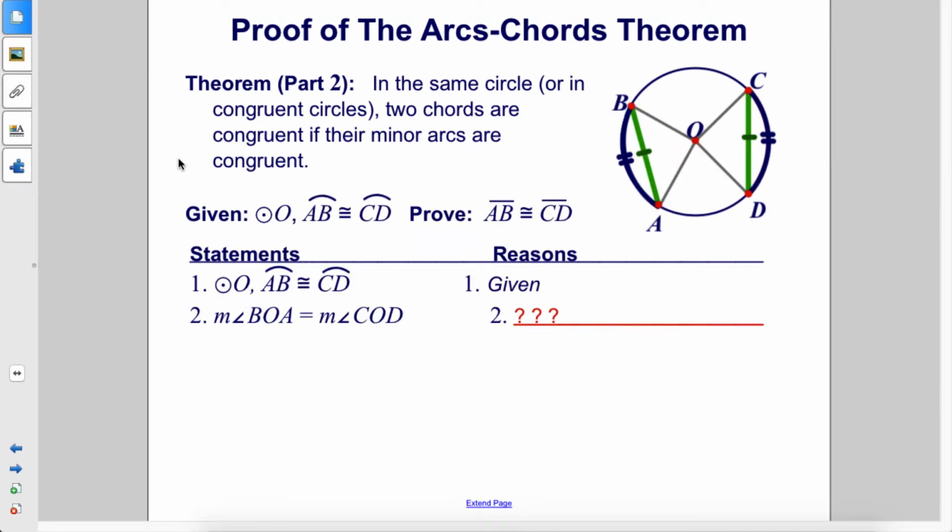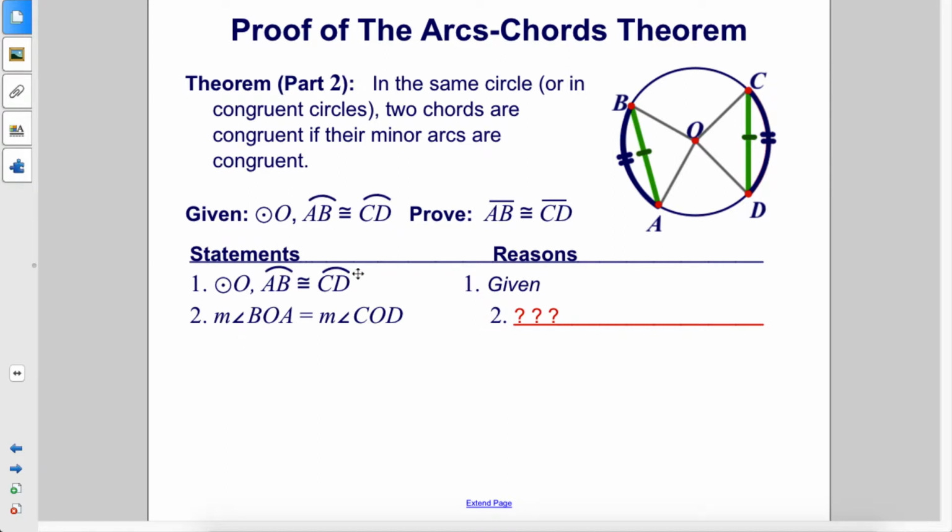Proof of the Arcs-Chords theorem, part 2. In the same circle or in congruent circles, two chords are congruent if their minor arcs are congruent. So given circle O and the fact that these two arcs, arc AB and arc CD, are congruent, prove that these chords are congruent. So we begin with our given information.